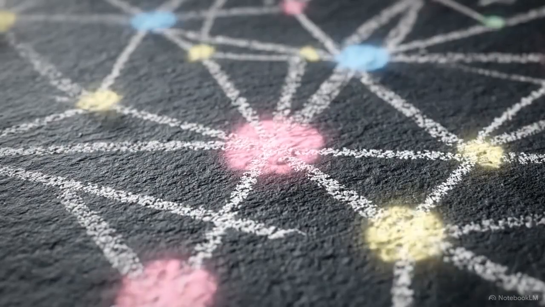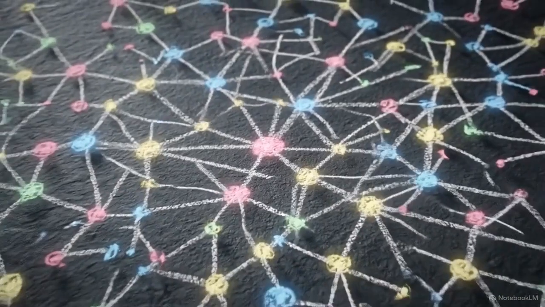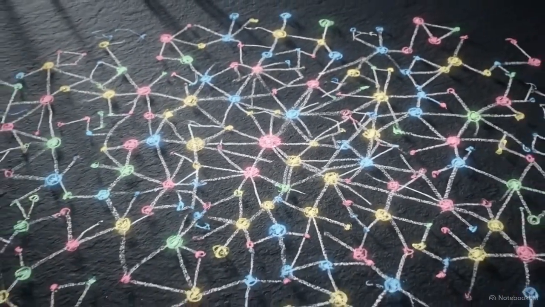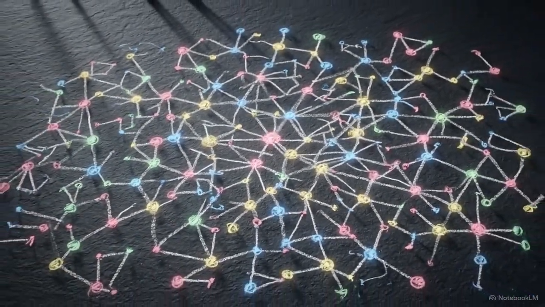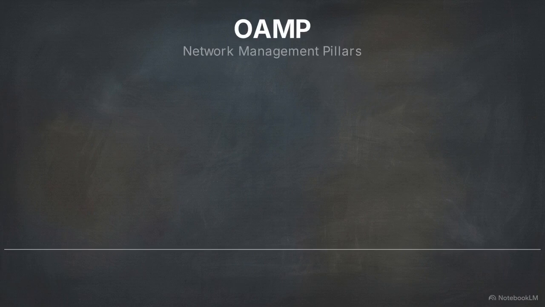Think about the physical infrastructure required to keep a global enterprise online. You are dealing with thousands of routers, switches, and endpoints scattered across continents. Managing a network of this scale manually is a mathematical impossibility. To impose order on this system, engineers rely on 4 pillars of network management, known as OAMP.